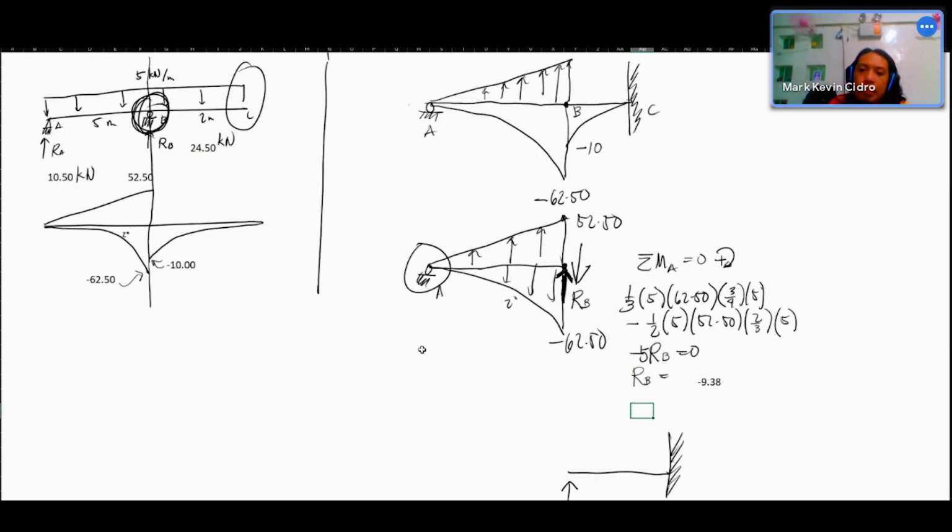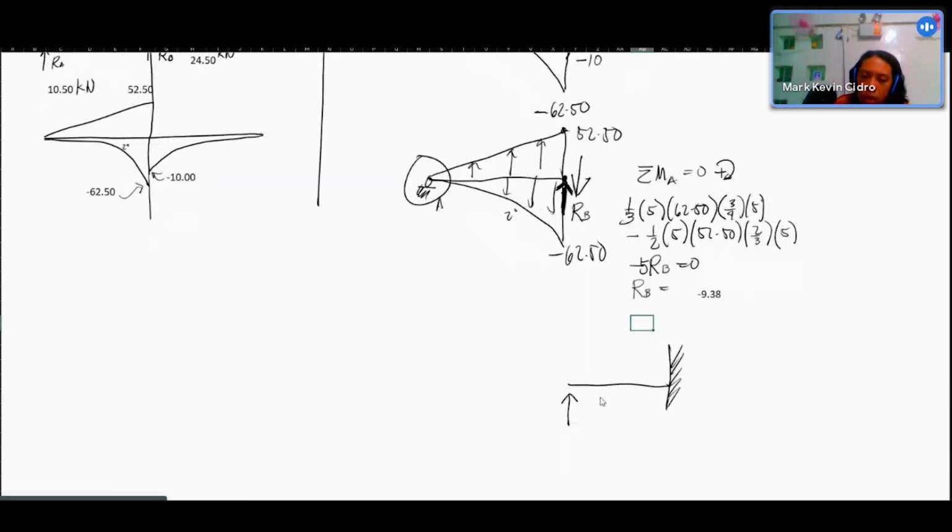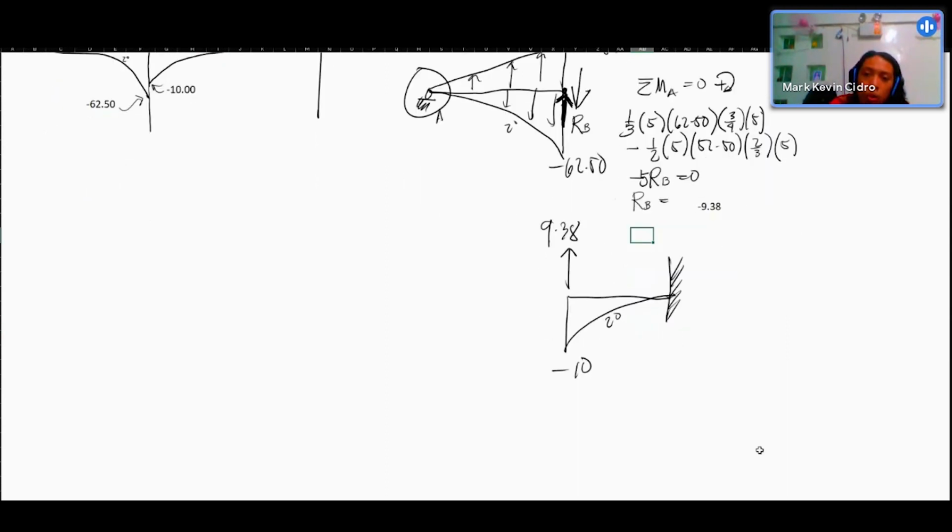Here, di ba? Nakita niyo? Sige. Ilagay natin dito. This is 9.38. Tapos dito natin ilalagay, di ba? This is in second degree. The magnitude is negative 10. Okay? Deflection at the free end.